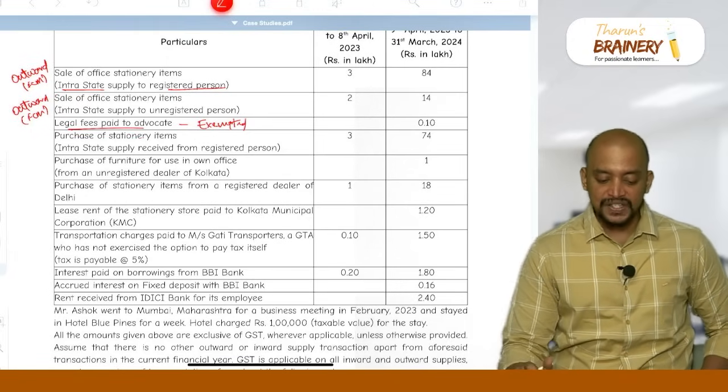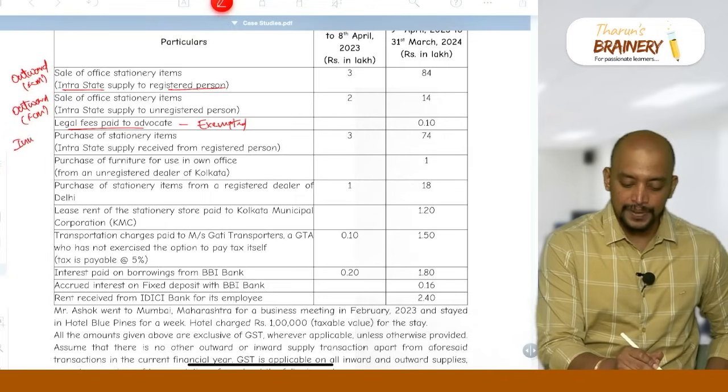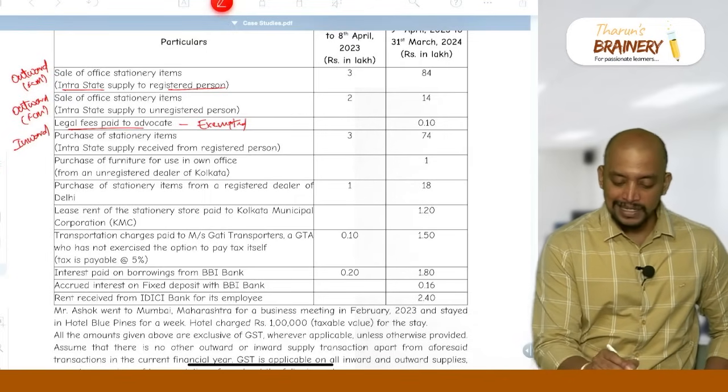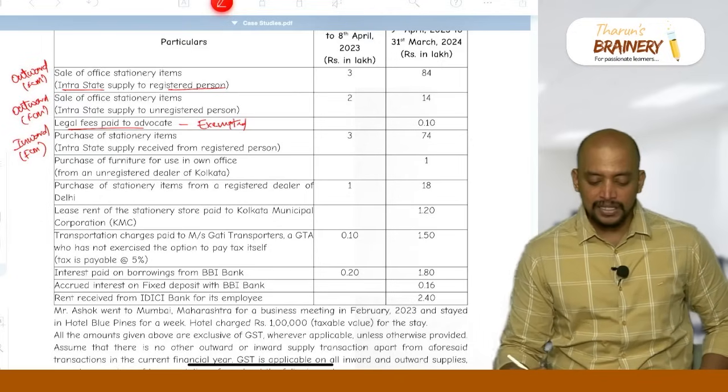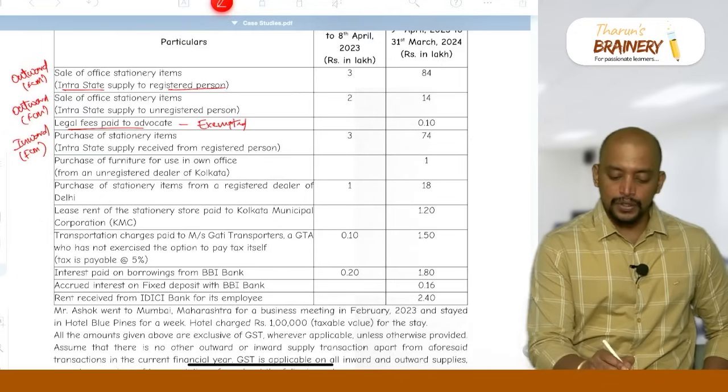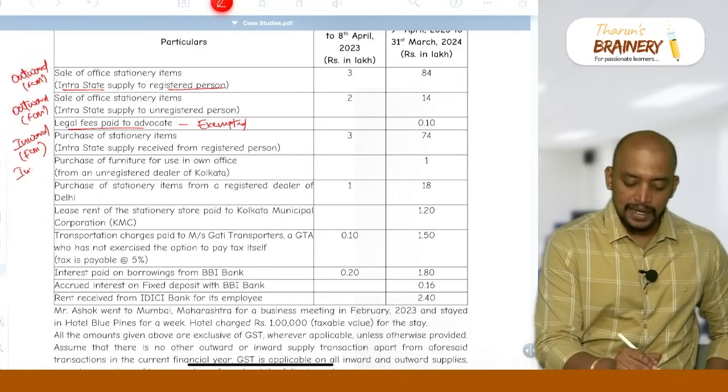Then purchase of stationery items, this is inward, intrastate received from a registered person, inward FCM. Purchase of furniture for use in office, inward. Purchased from an unregistered person, no GST.